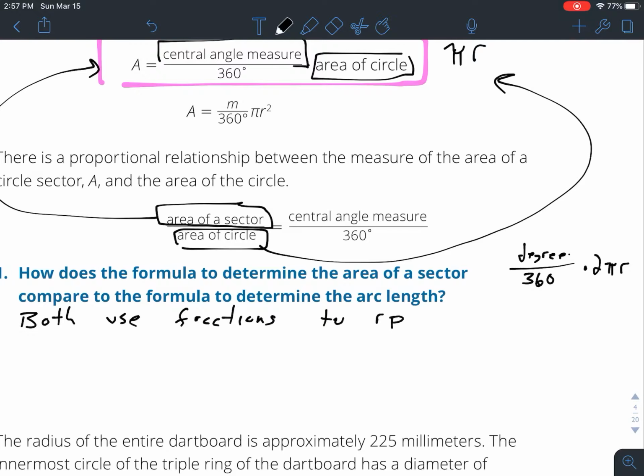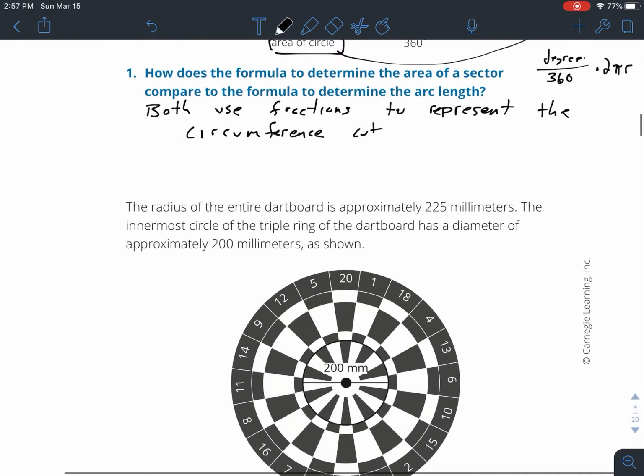To represent the circumference. I missed an E before that R. Circumference cut. So meaning taking those two together. It's not going to be something I ask you too much to do, but just so you understand that. And that's all kind of looking for that. Kind of nice and simple.